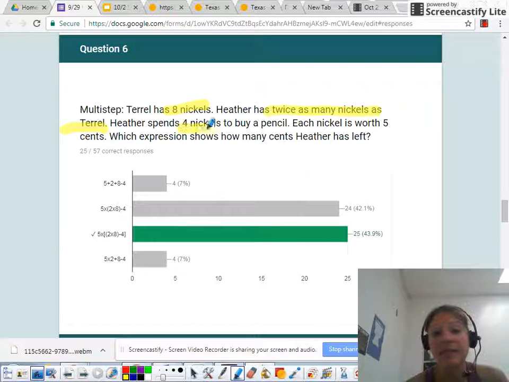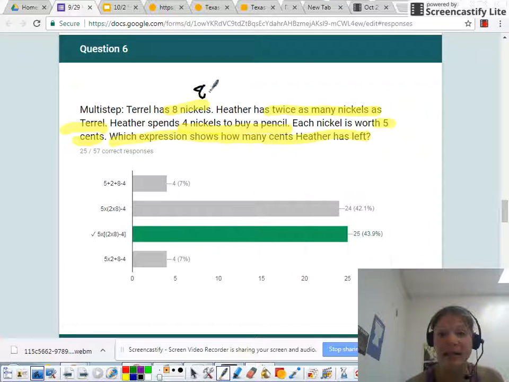Heather spends 4 nickels to buy a pencil. Each nickel is worth 5 cents. Which expression shows how many cents Heather has left? So we don't want to know how many coins she has. We want to know how many cents she has, how much money she has. All right, so let's first of all start breaking this down.